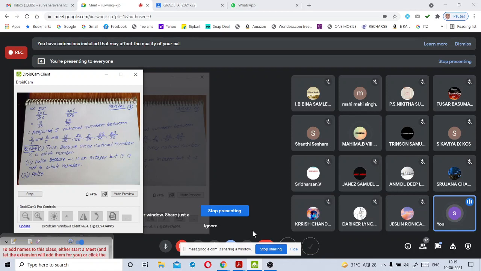Every rational number is not a whole number. You said it is okay. Can you tell me the reason why this statement is false? Can you justify your answer? Can you give an example, Shanti? Because even natural numbers are included in rational numbers.